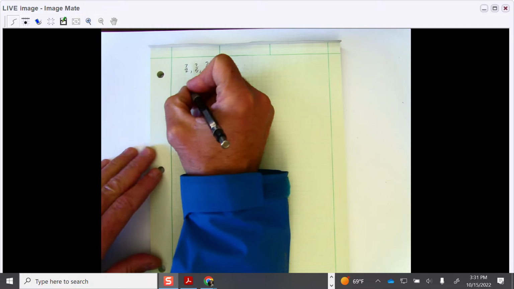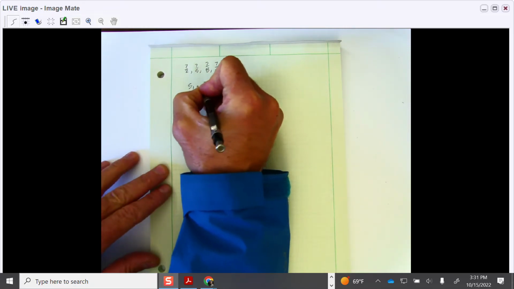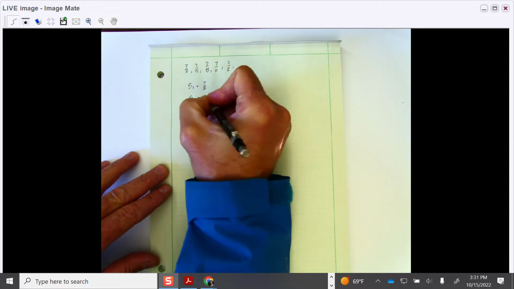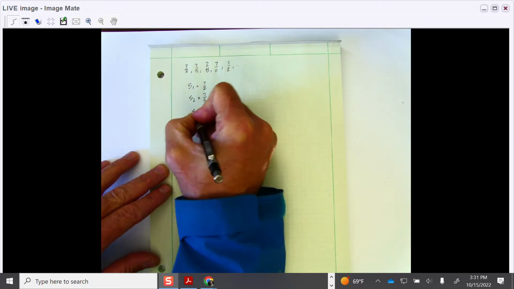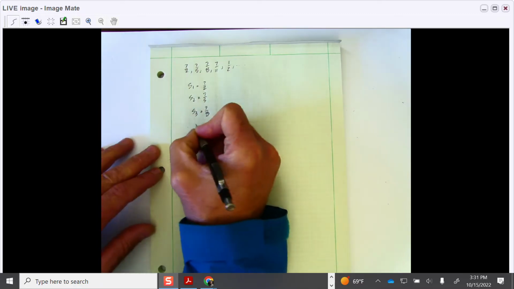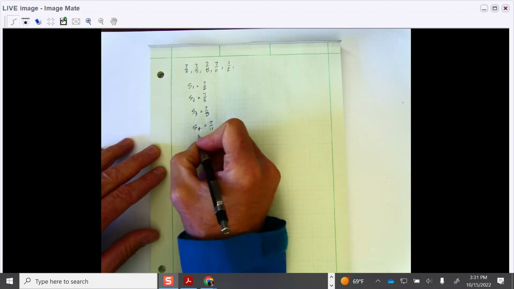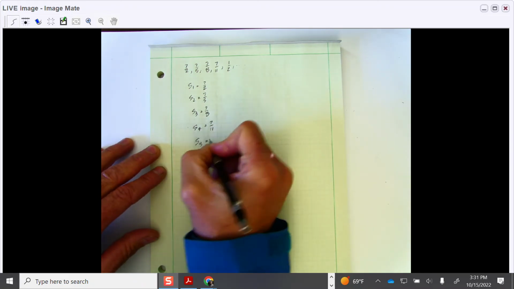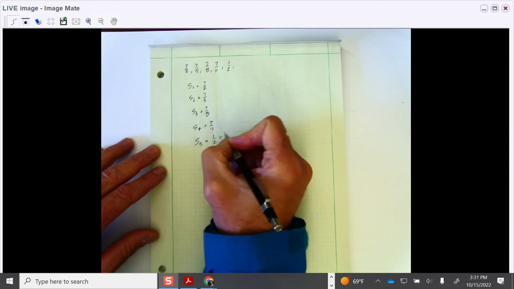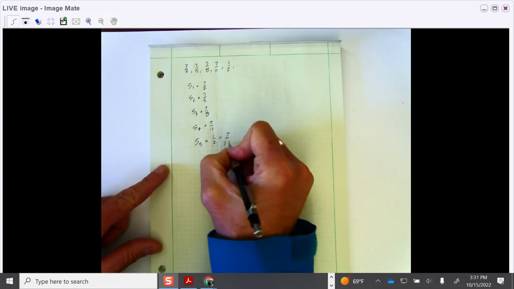Okay, so let's go after the algebraic first. S sub 1 is 7 halves. S sub 2 is 7 fifths. S sub 3 is 7 eighths. S sub 4 is 7 elevenths. And S sub 5 is 1 half, which I think you can tell by now that what I want to do is leave a 7 on top and call it 7 fourteenths.